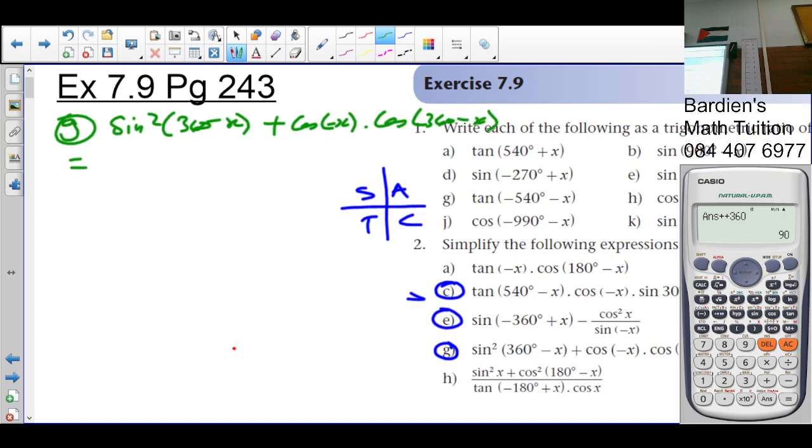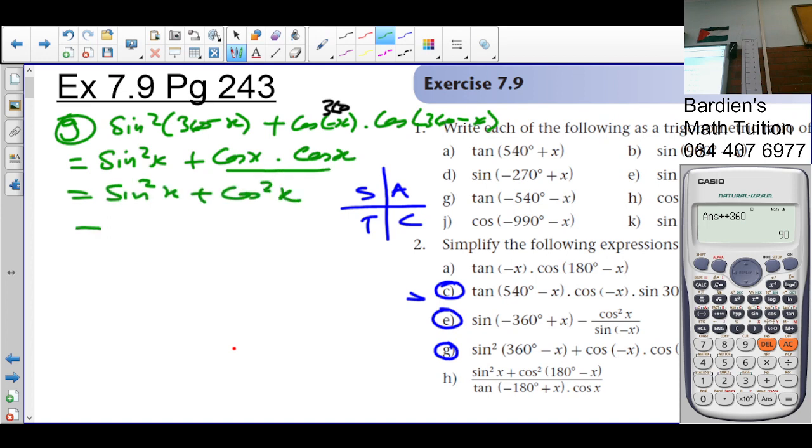Right, 360 minus x, in which quadrant? 4. Sine positive or negative in quadrant 4? Negative. But because of the square it remains positive. Sine squared x. So what I do is I add 360 there, so it becomes 360 minus x. Which quadrant is that in? Fourth quadrant. Cos positive or negative? Positive. Cos x times cos x. So what is that? Cos squared x.